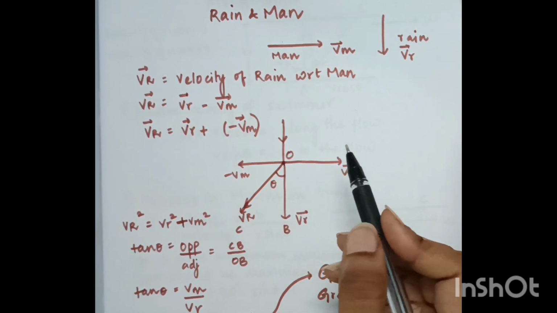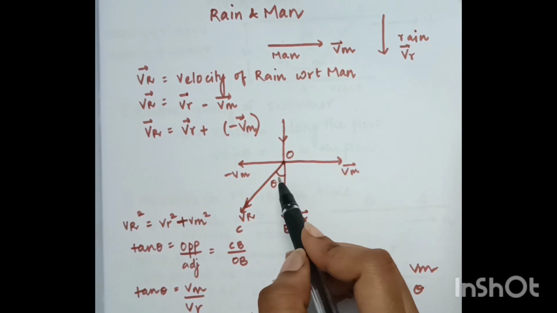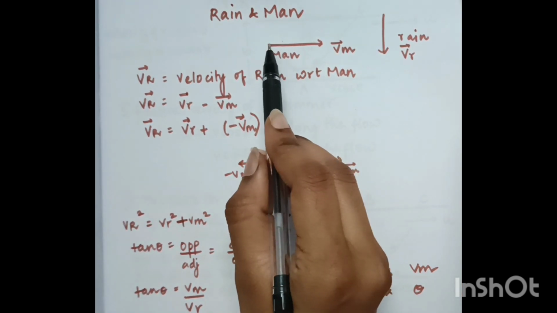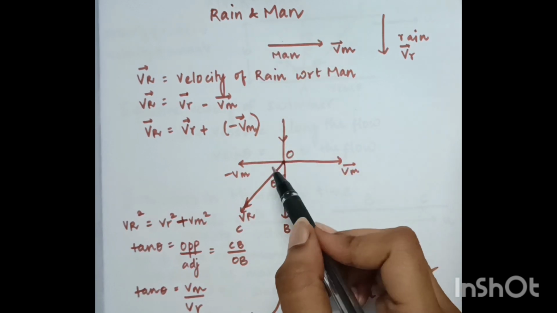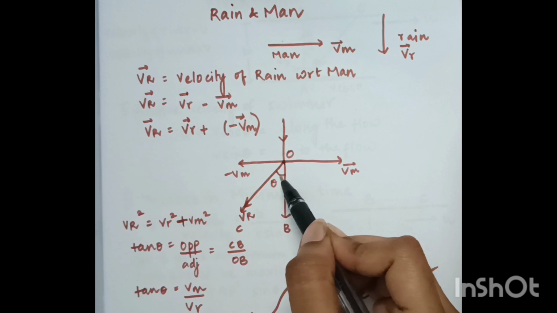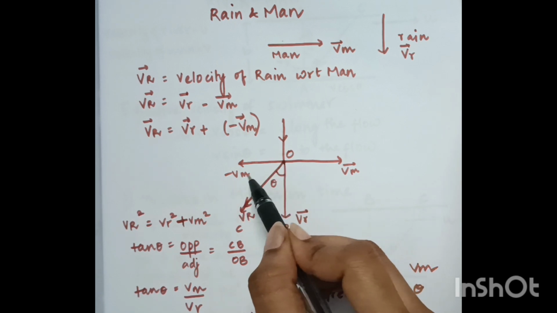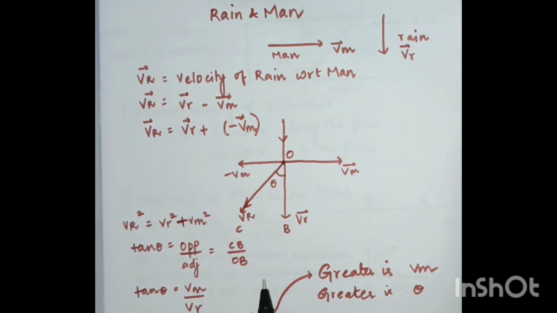If greater is the velocity of the man, greater is this angle. If the man is moving in this direction with a faster velocity, then greater is this angle with the vertical. It will go on like this. This can be explained on the basis of relative velocity.